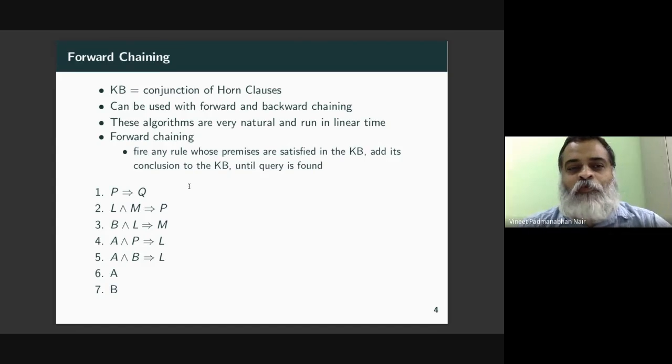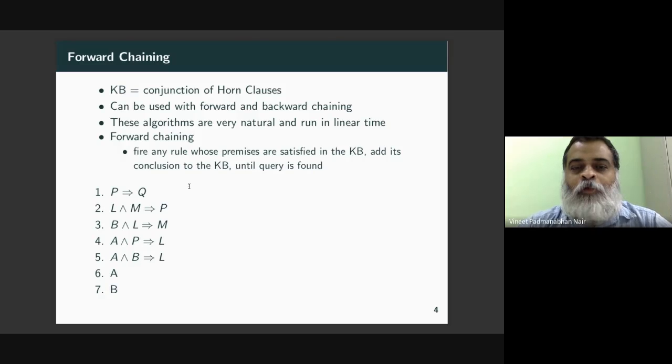So the idea of forward chaining is what I have written in that item. Fire any rule whose premises are satisfied in the knowledge base, add its conclusion to the KB until query is found. So obviously you have to have a query to start with. Query means what is that you want to prove.